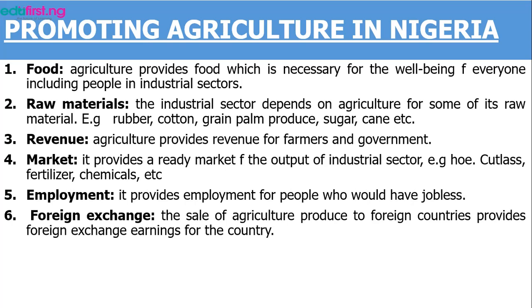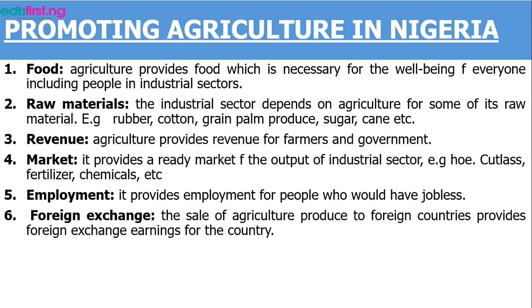Revenue. Agriculture provides revenue for farmers and governments. Markets. It provides a ready market for the outputs of the industrial sector, e.g. oil, cutlasses, fertilizers, chemicals, etc. Employment. It provides employment for people who would have been jobless. And foreign exchange. The sale of agricultural produce to foreign countries provides foreign exchange earnings for the country.